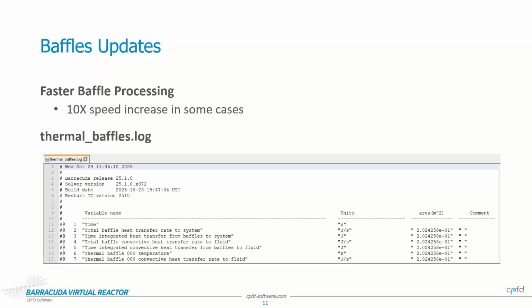If you're using baffles as heat transfer surfaces, be aware that we've moved the text-based data to a new dedicated thermal baffles.log file. This file has the same structure as thermal walls.log and should allow users to find all the heat transfer information more conveniently in a single location.